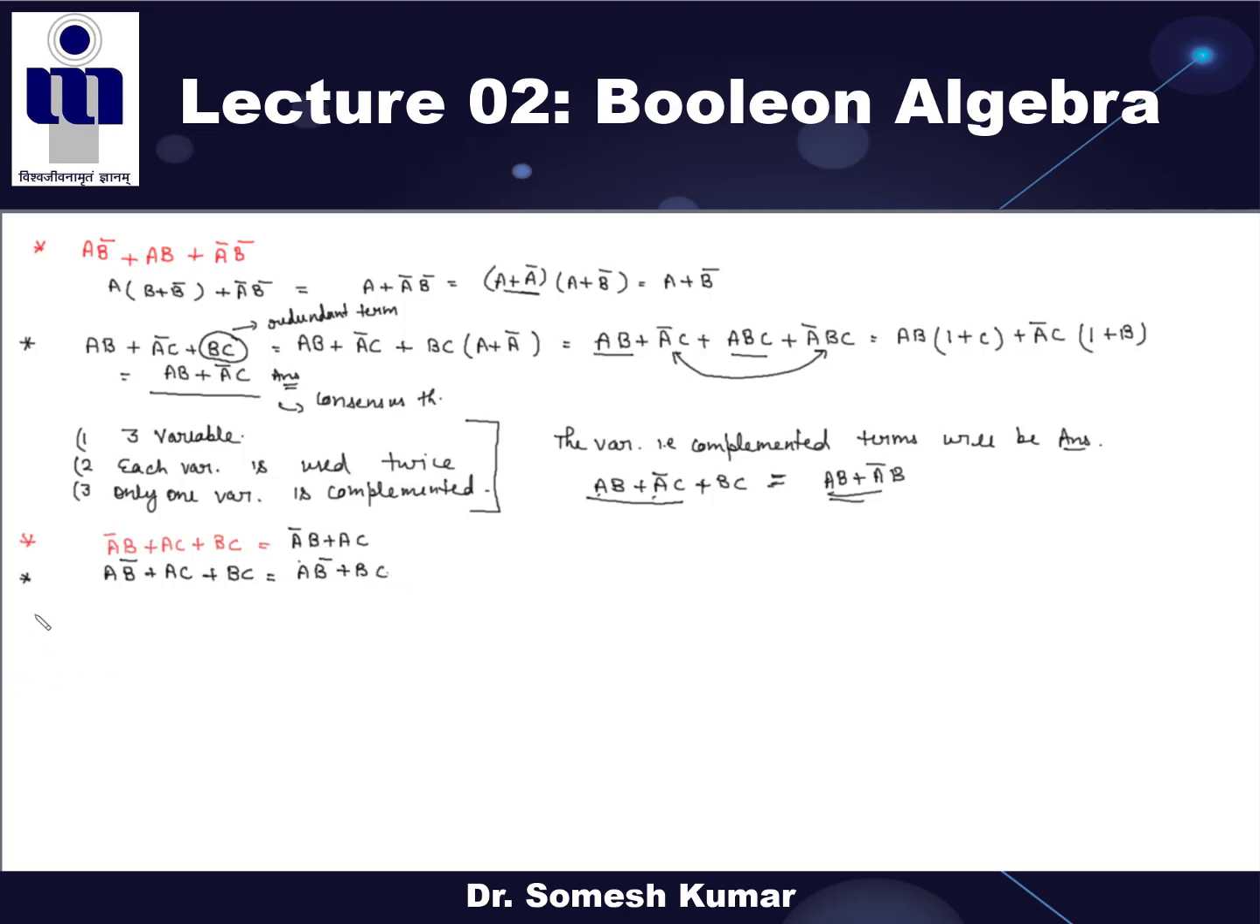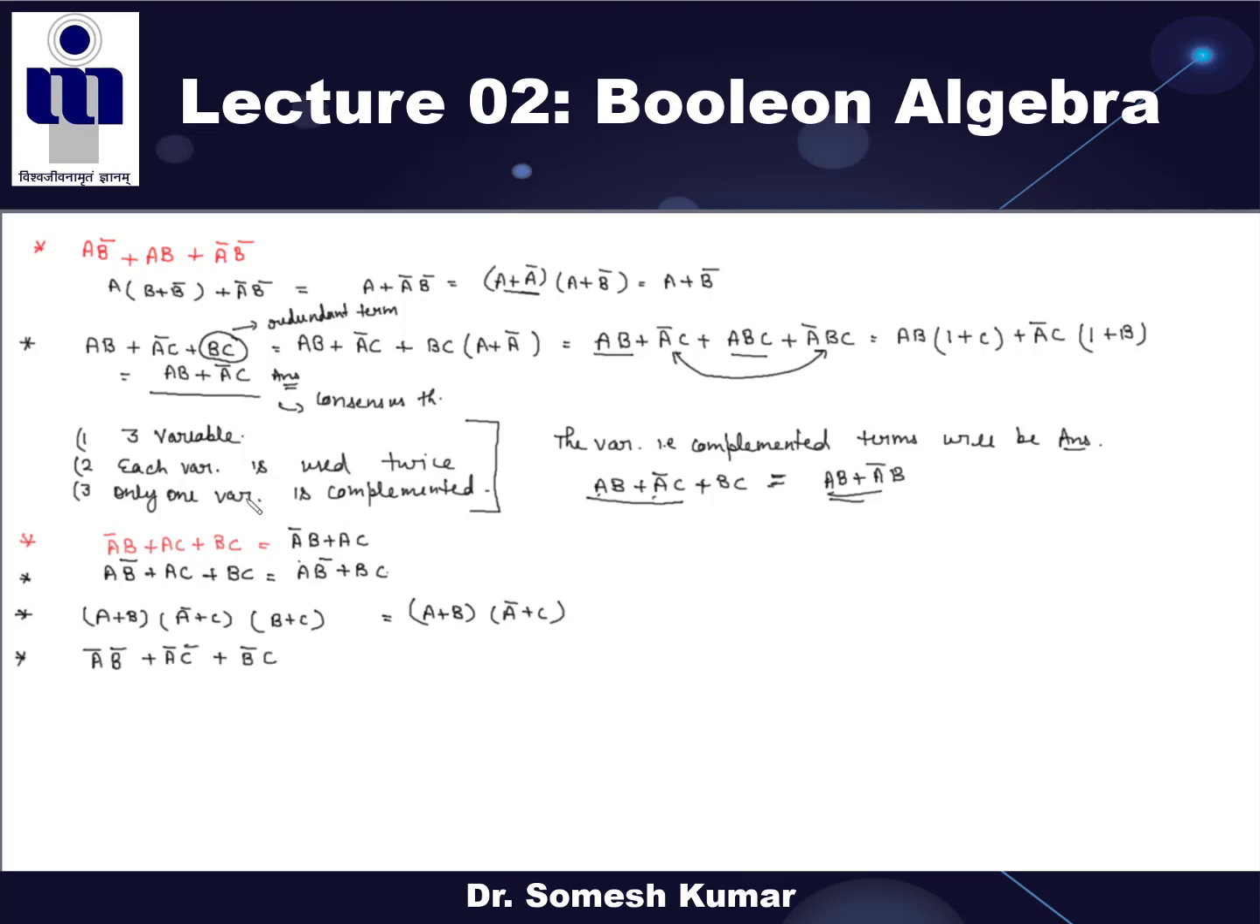Now the next example is A plus B, A bar plus C, B plus C. This consensus theorem is also applied for the POS form. In the POS form also there are three variables, each used two times and one is complemented. So the answer is A plus B and A bar plus C. It saves your time, right?